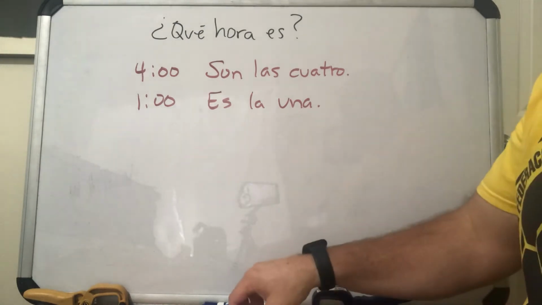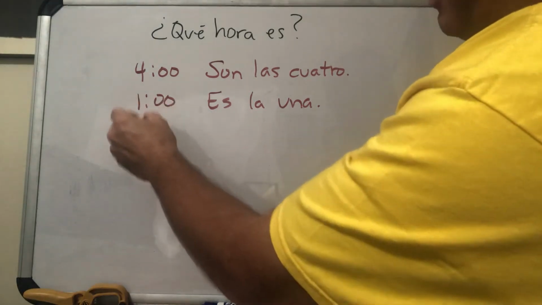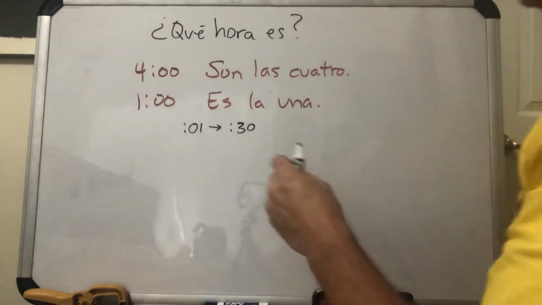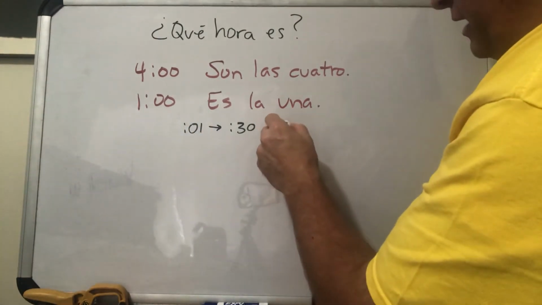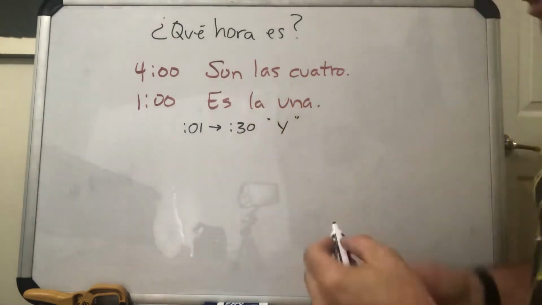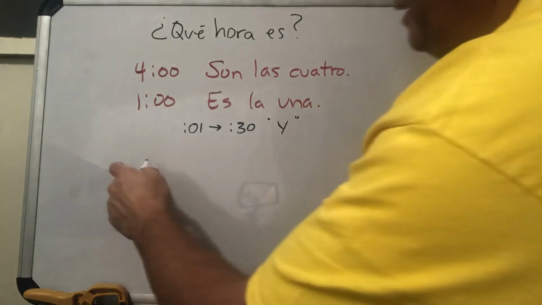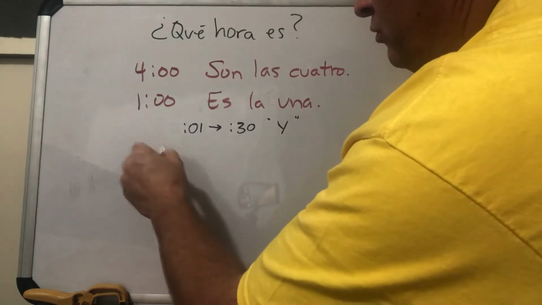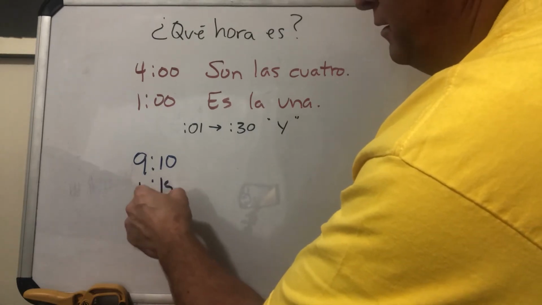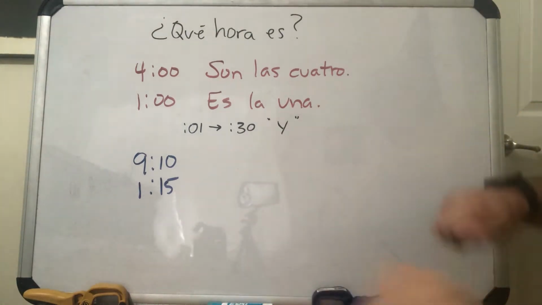Now, for scenarios where our minutes are between 1 and 30, then we're going to use E. We're going to add minutes. We're going to do the hour just like we did up here, but then we'll add some minutes. We'll use E and then just put in however many minutes it is. So let's do 9:10, and we'll do 1 o'clock again, 1:15. Okay? So again, for this one, we're still going to say the hour.